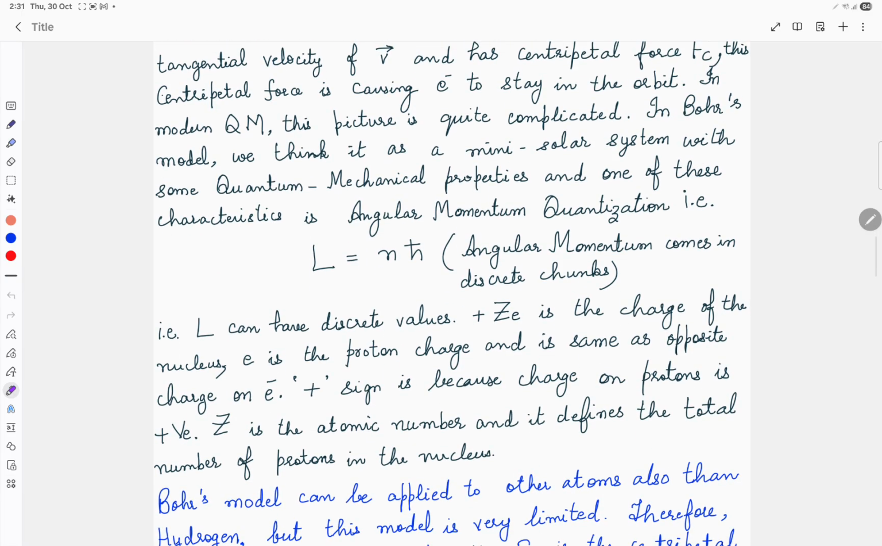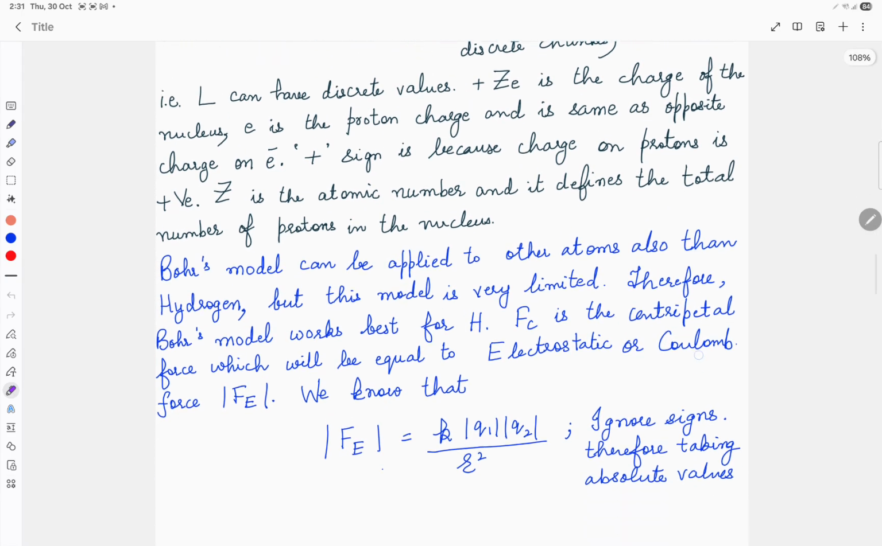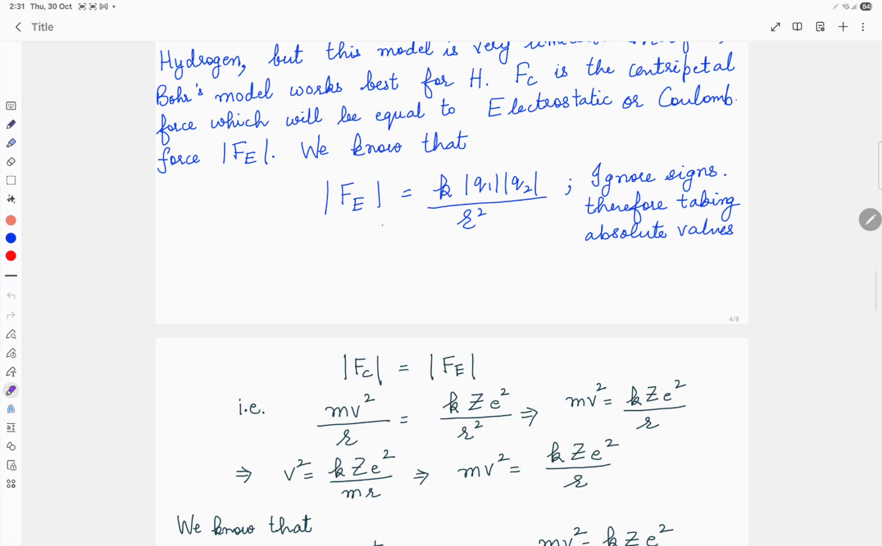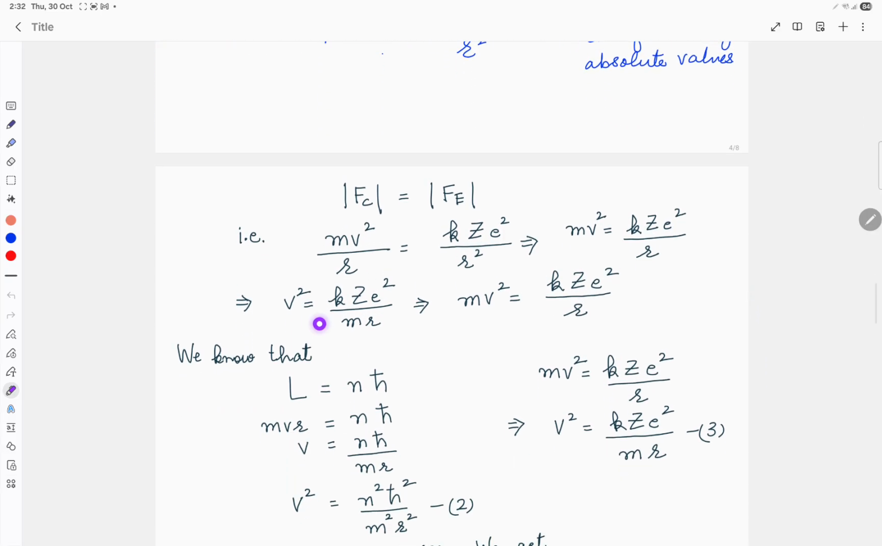Now what is the electrostatic force? This is the general expression of the Coulomb's force, k into Q1 Q2 by r square. Now what is Q1? Q1 is the charge on the nucleus, that is plus Ze, and Q2 is the charge on the electron. So another e will come here, so that will make the Coulomb's force, and this is our centripetal force. These two have to be equal so that the electron remains orbiting around the nucleus. So from here we can find out v square.